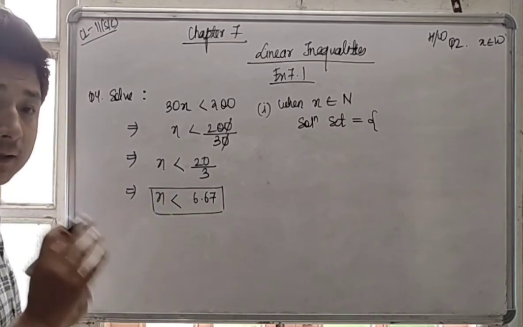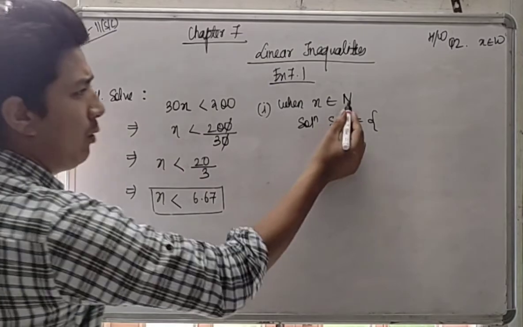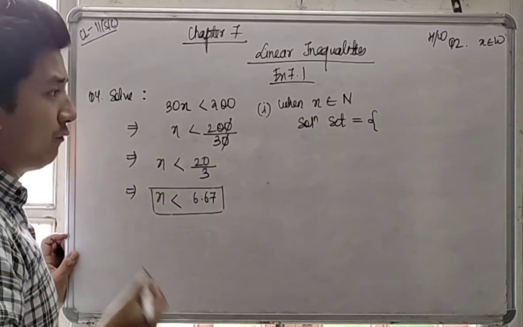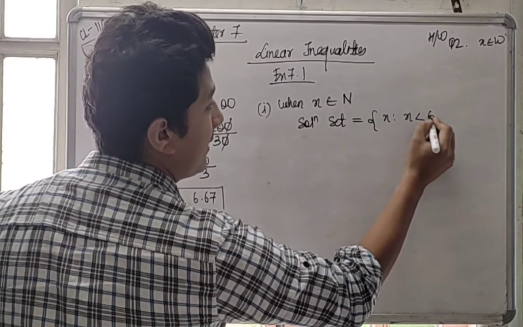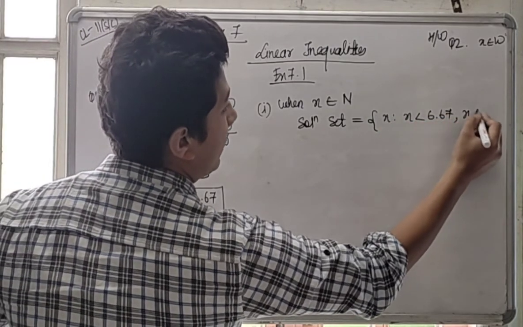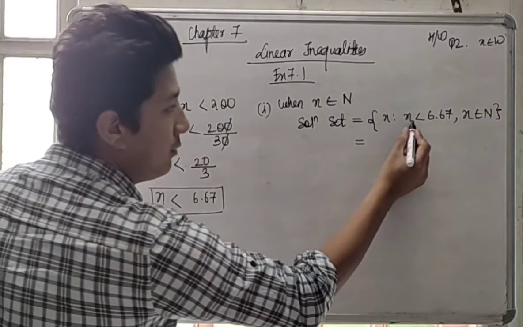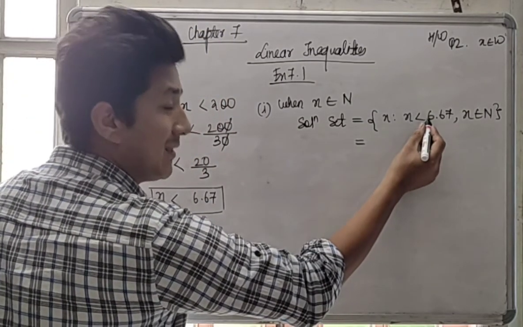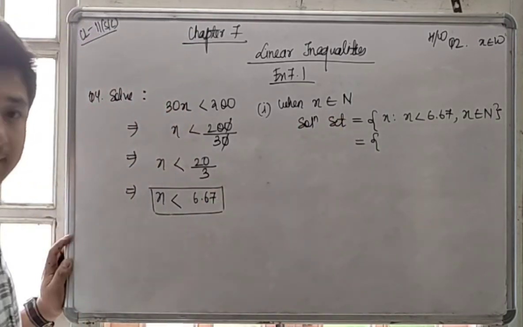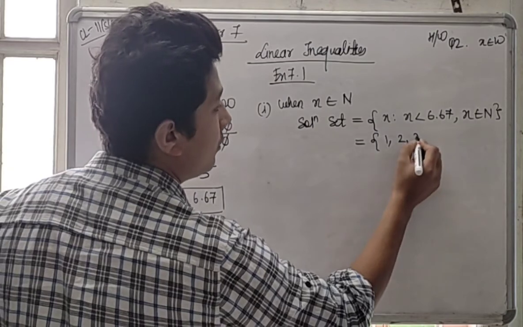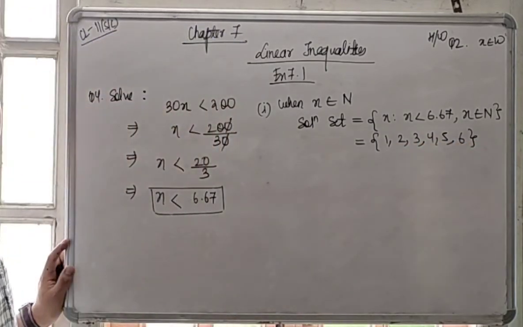Now I need to find the solution set when x belongs to natural numbers. The solution set has to be x such that x is less than 6.67 and x belongs to natural numbers. Which means all those values less than 6.67. Since natural numbers start with 1, the answer will be 1, 2, 3, 4, 5 and also 6. So this is clear.